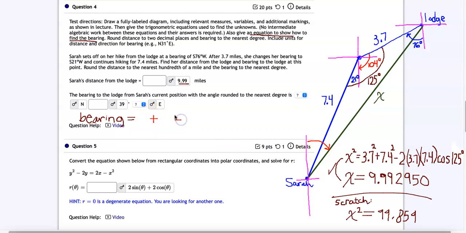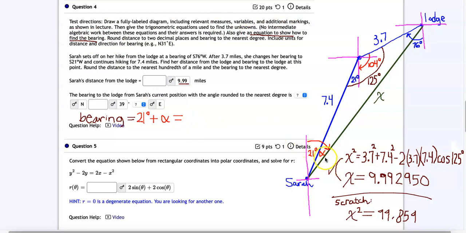What two angles do we add together to get bearing? This first angle here is actually congruent to 21 degrees. These two are alternate interior angles, so they are both 21 degrees. Notice you have a parallel line here and here cut by this transversal. Alternate interior angles are congruent. And then over here you have an unknown angle, which for now I'm going to call alpha. You can call it what you want on the test. I'm going to use alpha. And then 21 goes here. So that's the equation that I'm looking for when I say give an equation to show how to find the bearing.